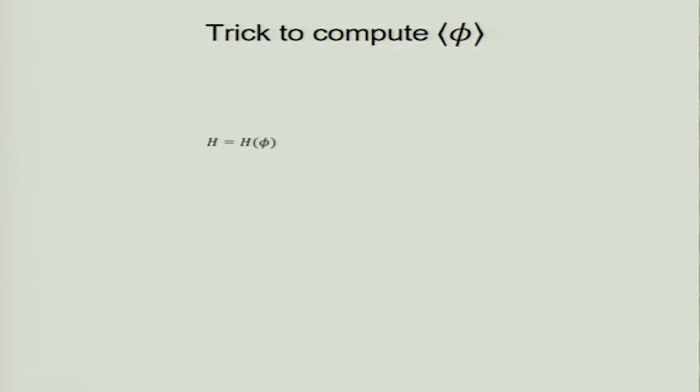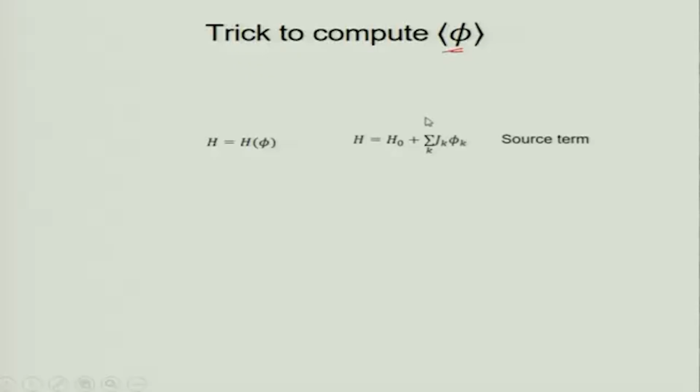Now, how to compute phi? There is a nice trick which is used at all places in field theory. I want to compute the expectation value of phi. The idea is to add a source term j_k phi_k. I am going to the Fourier basis. We can also work in real basis, but j_k right now is a Fourier component. Sometimes I may just use that as a scalar, not an operator.